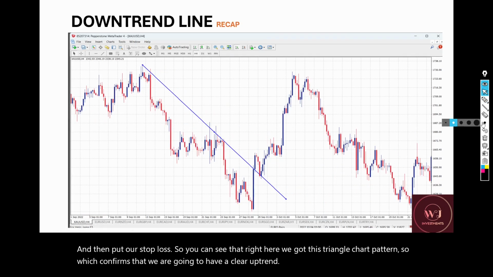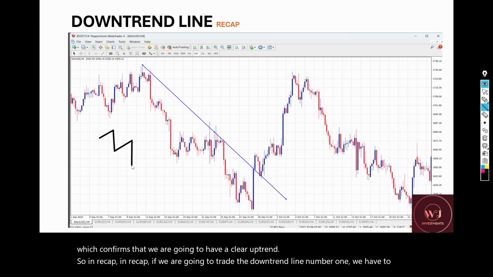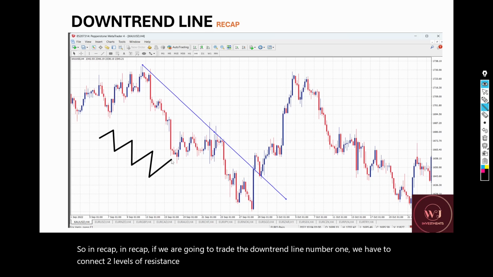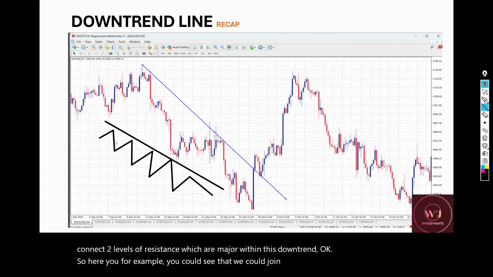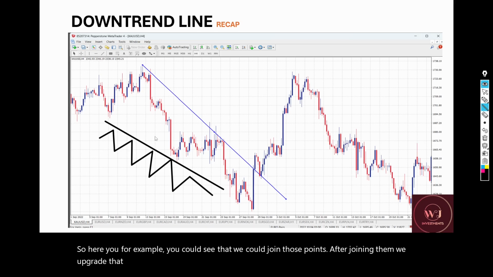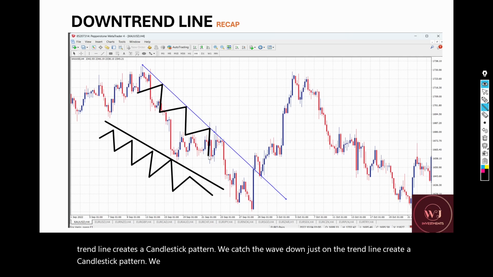So in recap, if we are going to trade the downtrend line, number one, we have to connect two levels of resistance which are major within this downtrend. So here, for example, you could see that we could join those points. After joining them, we agreed that we trade using the bounce setup strategy, whereby the market comes, tests the trend line, creates a candlestick pattern, and we catch the wave down. Test the trend line, candlestick pattern, we catch the wave down.